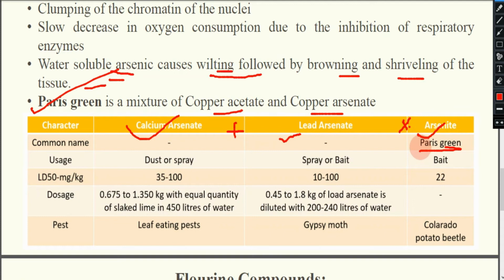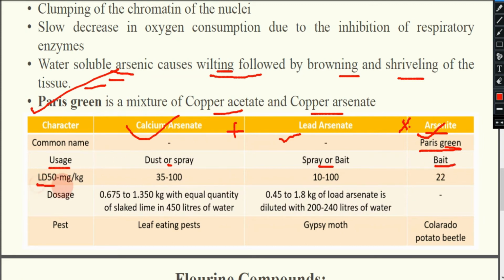Yes or no? What is that? Paris green, copper acetate triarsenite. That is your Paris green. So that is arsenite. Then coming to their use. In case of calcium arsenate and lead arsenate, we can apply as dust or spray, or in bait also. But in case of arsenite, as they are phytotoxic, we should always apply in the poison bait.